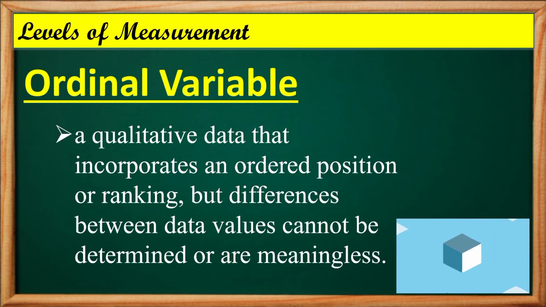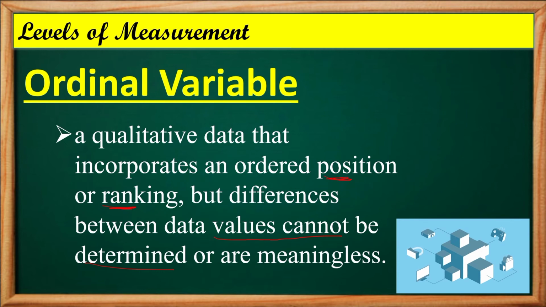Now, the next one is the ordinal variable, the qualitative data that incorporates an ordered position or rankings, but difference between data values cannot be determined or meaningless. Ibig sabihin, values cannot be determined. Okay. Ibig sabihin, if we will say ordinal, we are talking about ranking or position. The first, second, third, fourth, fifth. Okay, ganon. That is ordinal variable.